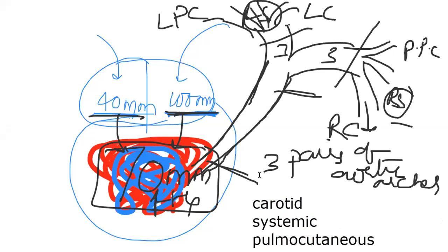Right carotid goes to the brain only. Right and left carotid go to the head region, the brain. Then the right systemic goes to the remaining body parts, and the right pulmocutaneous goes to the lungs and skin. Okay, so this is the issue. So what is happening now? You just compare with the human being, as I said to you earlier. Let us see here. Once we see the human being, then afterwards we'll get back.